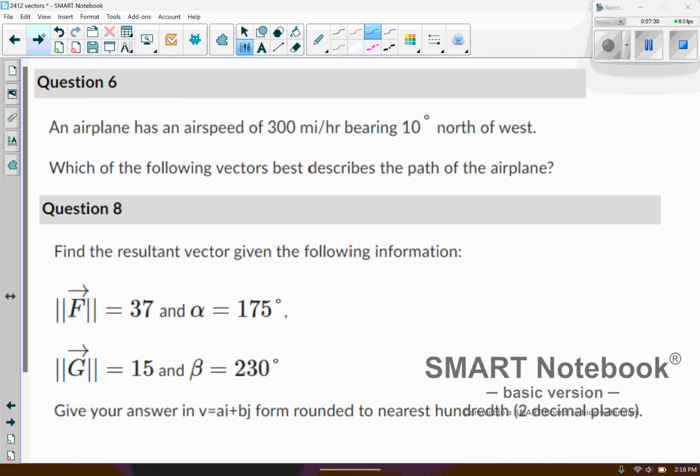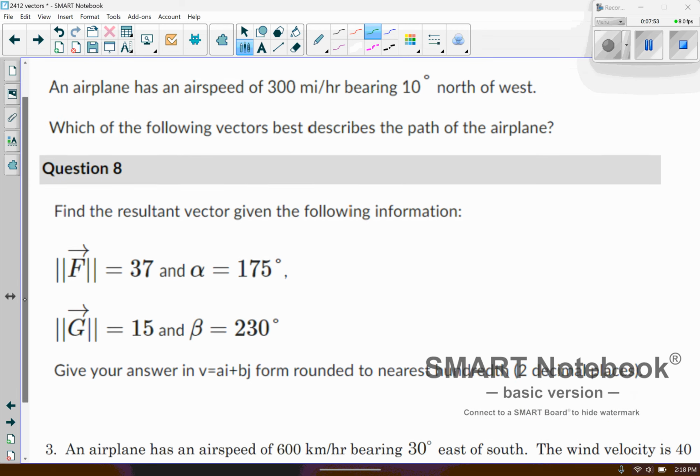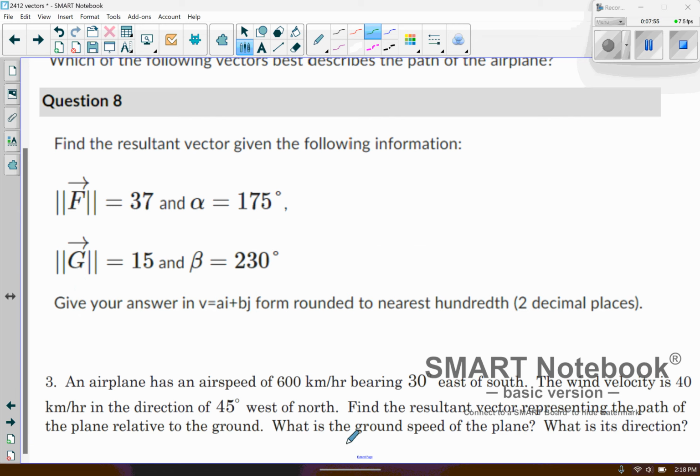All right. Our next one here, question 6 and 8 are actually kind of similar. In order to answer question 8, you have to know how to do question 6 in order to set up your vectors. And the difference with question 8 is you go a step further and you find the resultant vector. And so I have an example down here that encompasses all that, so we'll get to see all those parts together.